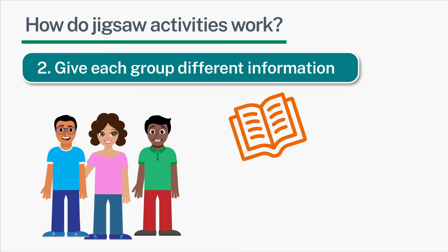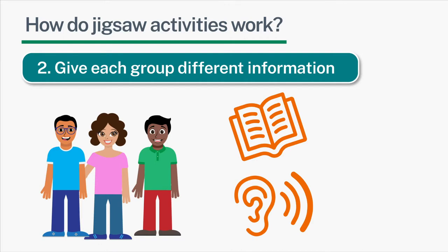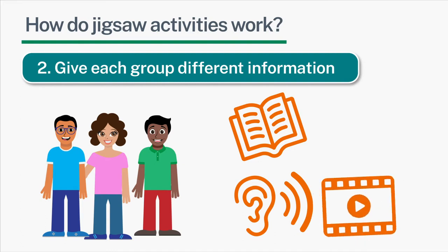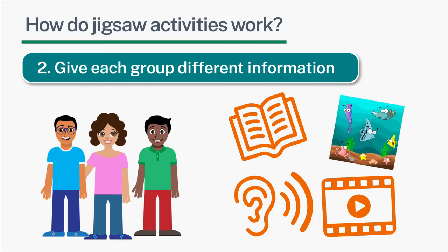Information can also be presented orally. For example, learners could listen to different parts of a story, audio extract or podcast, or perhaps a relevant video on particular lesson content. And lastly, information can also be presented visually. For example, text could be accompanied by relevant images. For primary learners, this might take the form of a word mat.